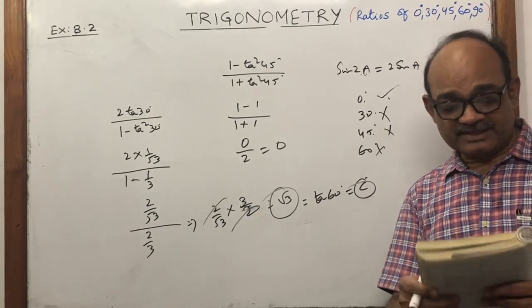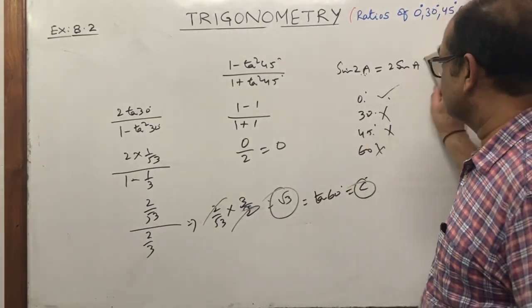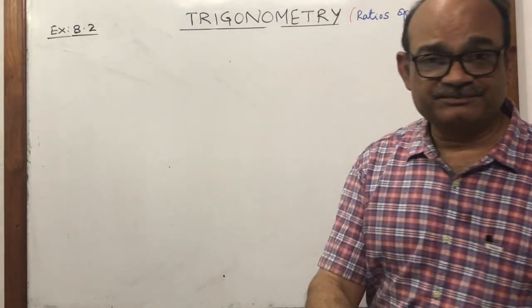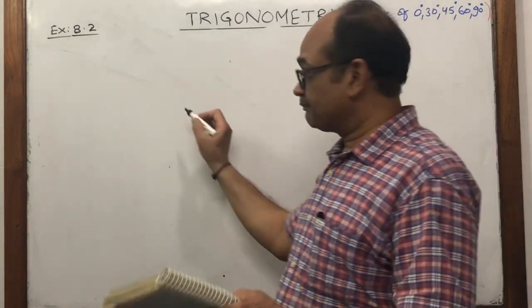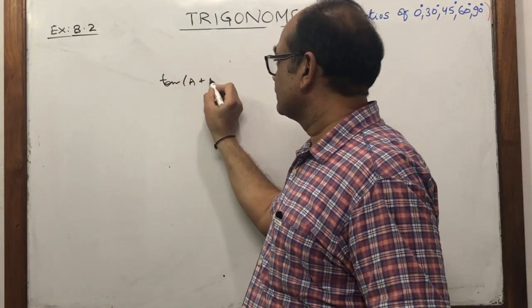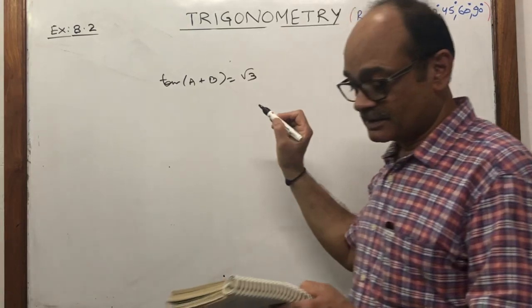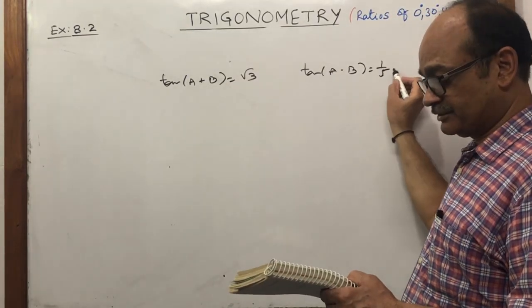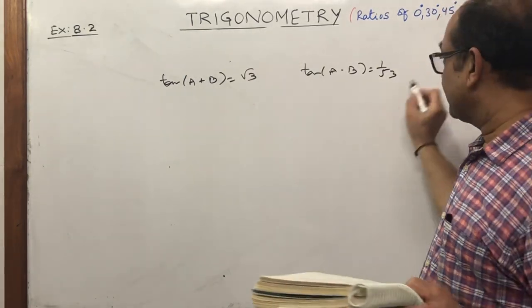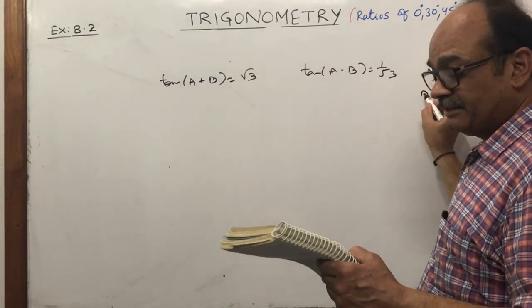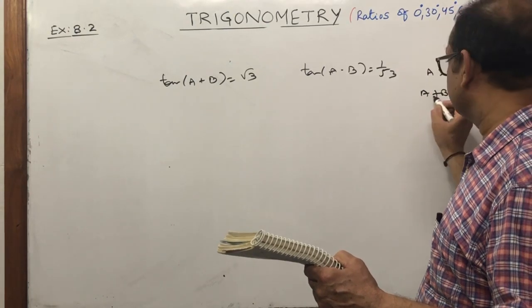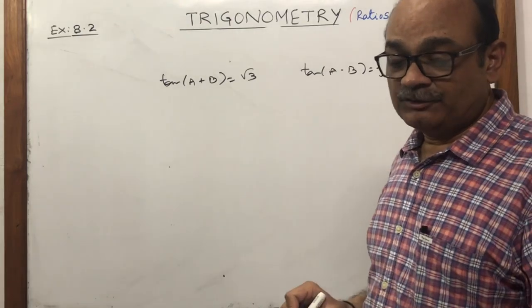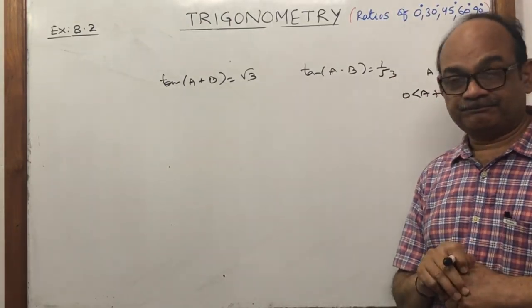Next sum is very, very important from the previous year's board questions. And this type of many questions you will get in some reference books. Question is tan(A plus B) is root 3 and tan(A minus B) is nothing but 1 by root 3, where angle A is greater than B and A plus B is lying between 0 to 90. You have to calculate angle A and B.